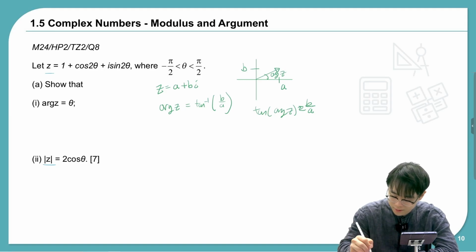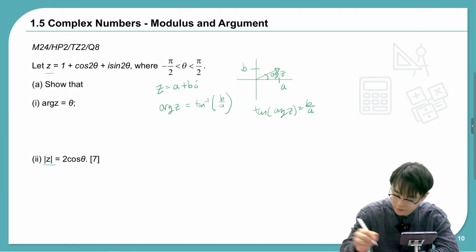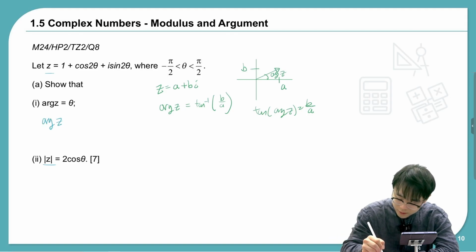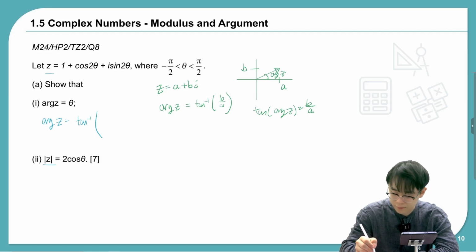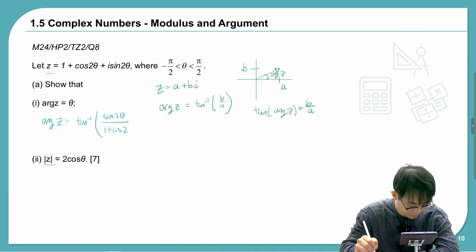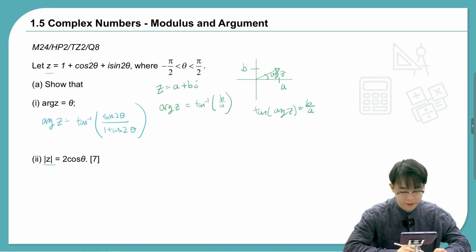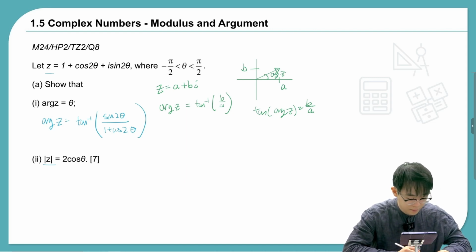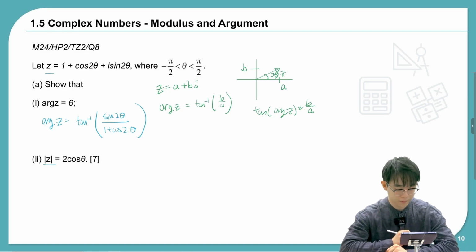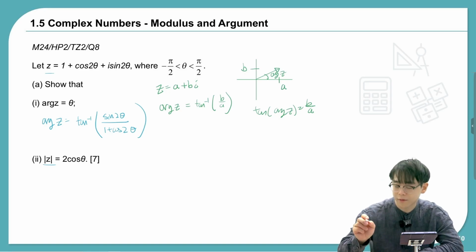So in this case, for our specific case, the argument of z is going to be tangent inverse of sine 2 theta over 1 plus cosine 2 theta. And if we were to work through this using trigonometric identities, then we should get theta. Okay, so that's the premise of part 1.